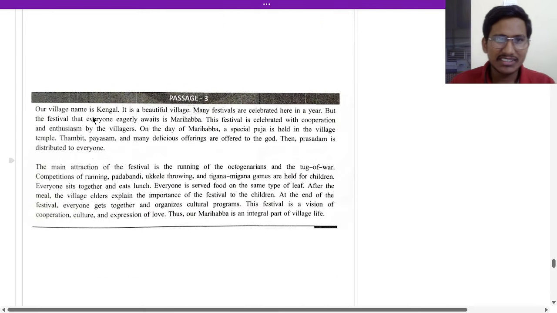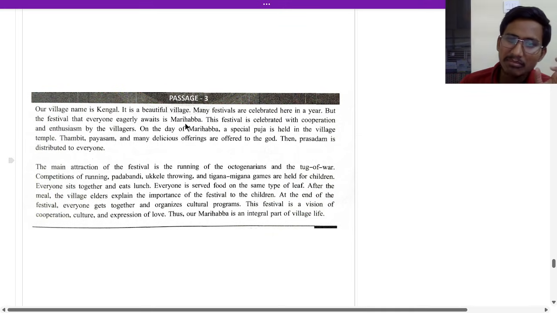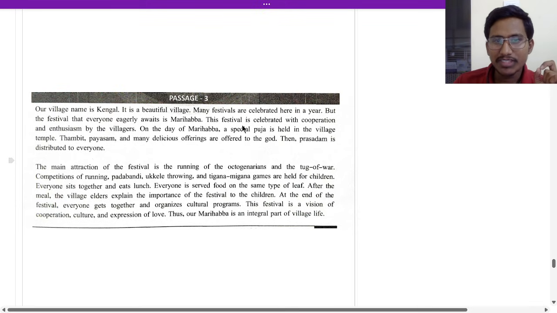So our village name is Kengal, right? Kengal. It is a beautiful village. Many festivals are celebrated here in a year, but the festival that everyone eagerly awaits is Mari Habba. This festival is celebrated with cooperation and enthusiasm by the villagers. On the day of Mari Habba, a special puja is held in the village temple. Thambit, paisam, and many delicious offerings are offered to the god. Then prasadam is distributed to everyone.